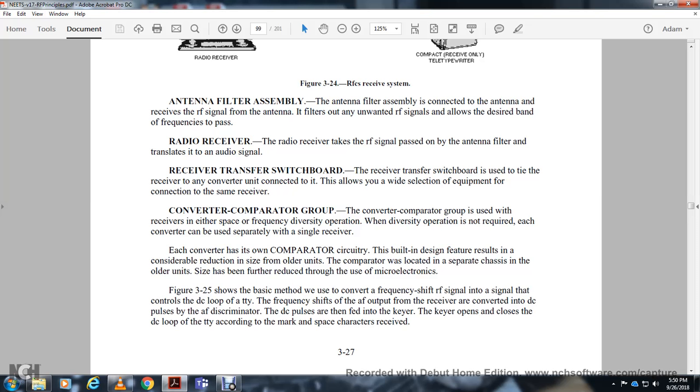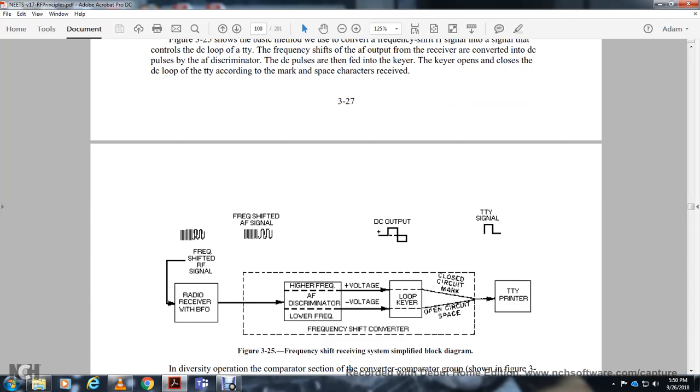The keyer opens and closes the DC loop according to the mark or space of the characters received. Show the frequency receiving system in block diagram. Frequency shift of the radio frequency signal.